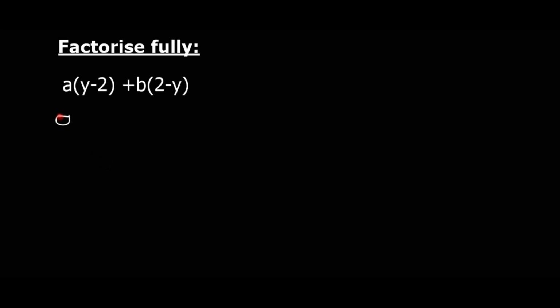We will start with the first bracket, y minus 2, and write it the same way. So we will change this bracket of 2 minus y and write it as y minus 2 so that they can be the same. But when we change this bracket, we will also change this sign so that it does not affect our question. So we will have minus b and then y minus 2. And now because the brackets are the same, we can factorise.